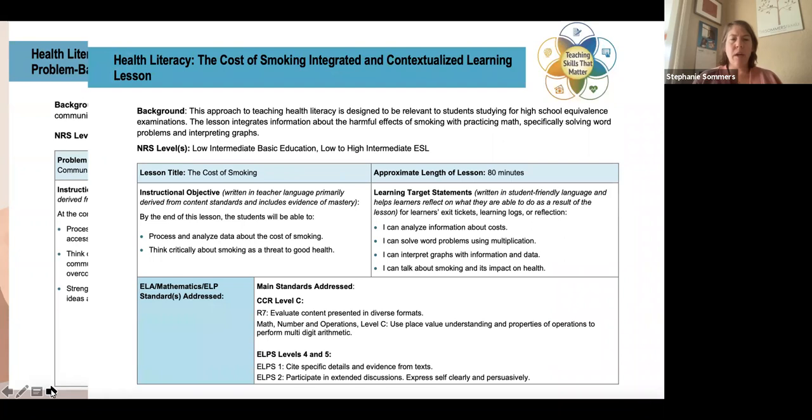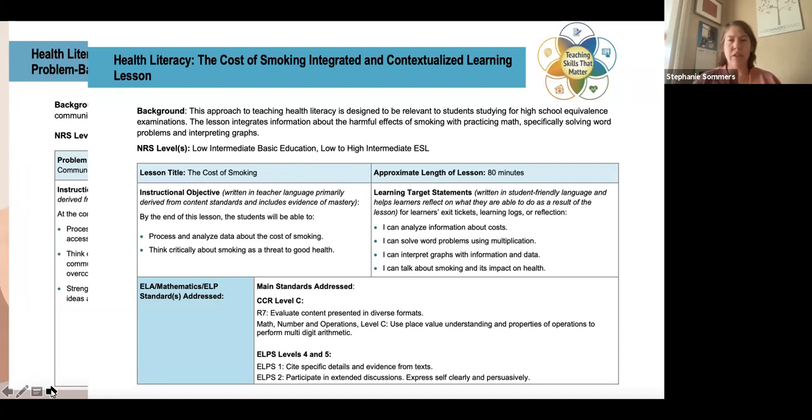And then I wanted to highlight another lesson. This one's at an HSE level. This lesson was designed to help students think about the cost of smoking. And this is an integrated and contextualized lesson, so it does involve a lot of math. It involves some word problems, looking at graphs.